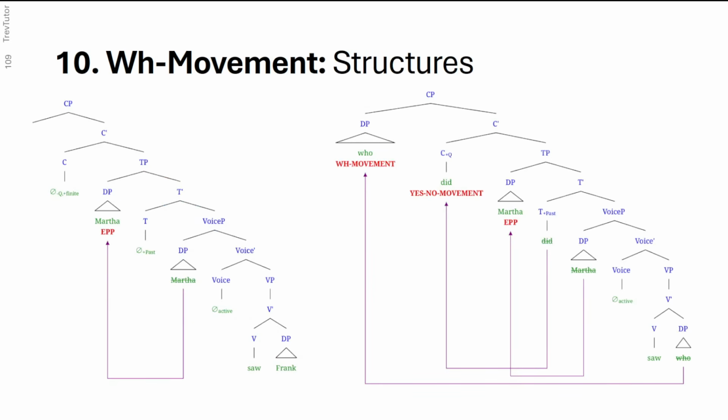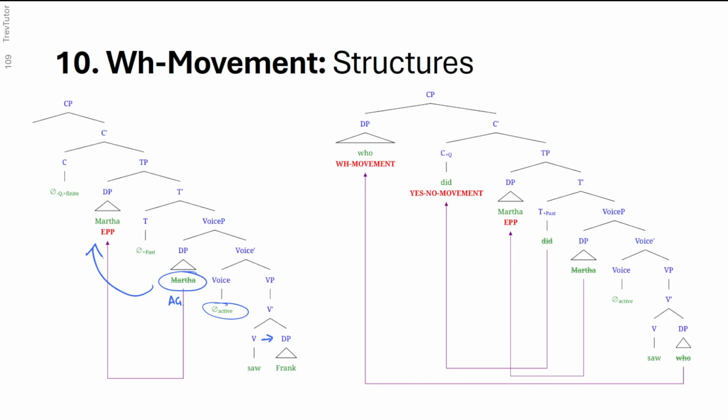So on the left, we just have the very simple declarative sentence, Martha saw Frank. Frank is going to be the complement of saw because it's the direct object. We have an active voice in the sentence. Martha is being generated as the specifier of the voice phrase to get the agent role, and then it's moving up into the specifier of the tense phrase for EPP.